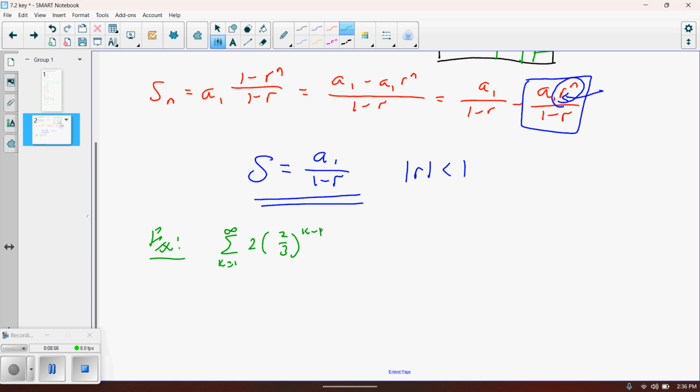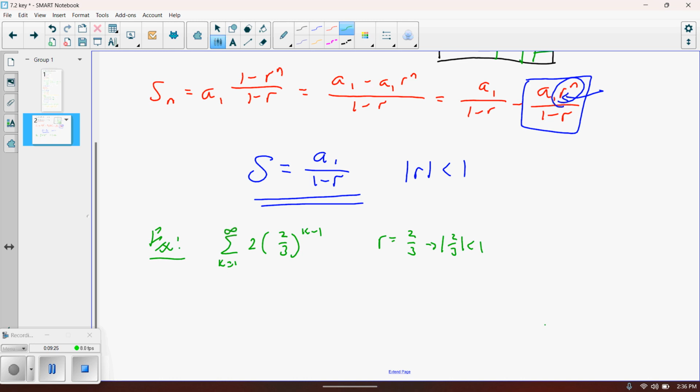So what you need to basically be able to do is say, first of all, what is r? Well, r is the thing which is being raised to that k power. That's the 2/3. So then can I find, is the absolute value of r less than 1? Well, 2/3 certainly is less than 1. So you would simply look at it and say, well, r here is 2/3. The absolute value of 2/3 is definitely less than 1.